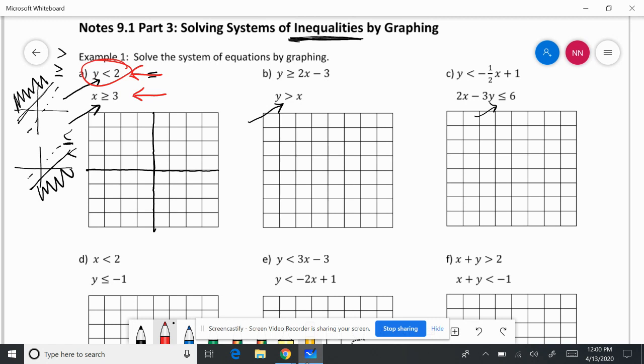So on my y-axis, I'm going to go to positive 2. I'm drawing a horizontal line. Notice that it's less than, so it's a dashed horizontal line. Since it's less than, I'm going to shade below.